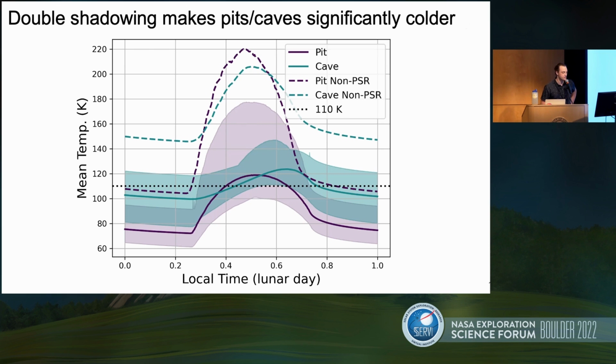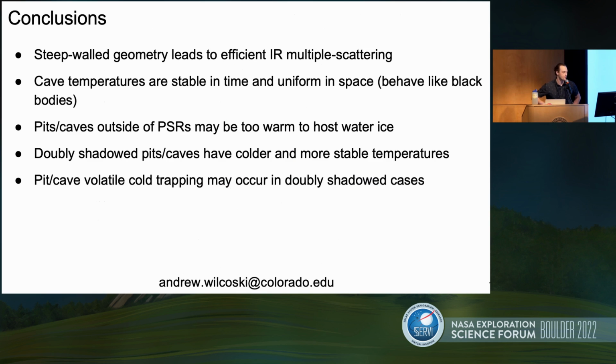But what this is showing you is basically that in order to have these pit and cave features be cold enough to support water ice stability over really long timescales, you need to have particular geometries. So just a couple conclusions I'll make. First, the steep wall geometry leads to really efficient infrared multiple scattering. So you end up with really the most important energy source here for all of these features being infrared.